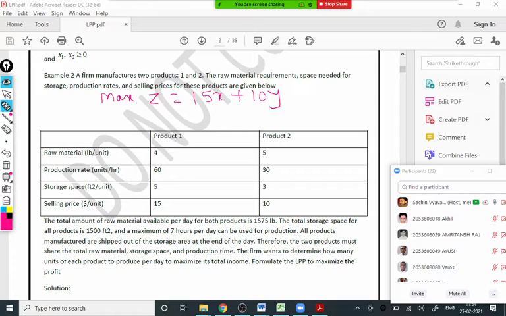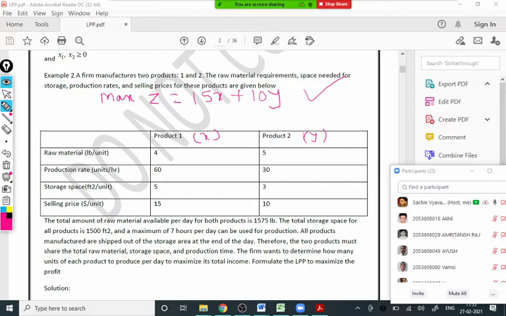Now it is assumed that this manufacturer is going to produce X units of product 1 and Y units of product 2. So 15x is the selling price. If you get 15 rupees for 1 unit, 15x is for X units, and the same for 10y. So 15x plus 10y we have to maximize. This is the objective function.